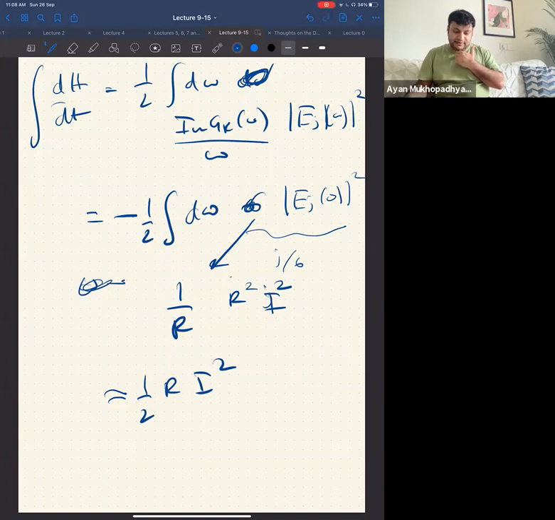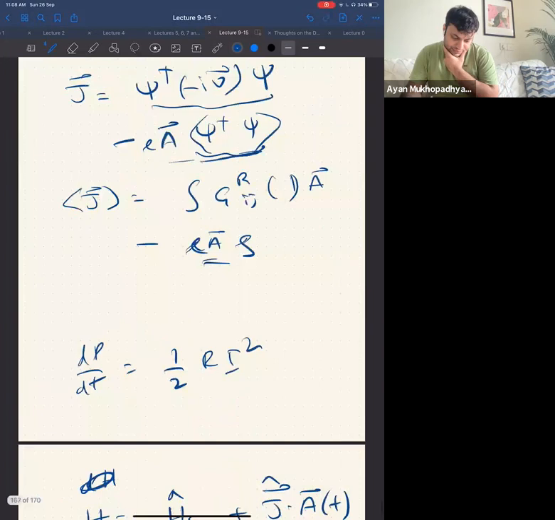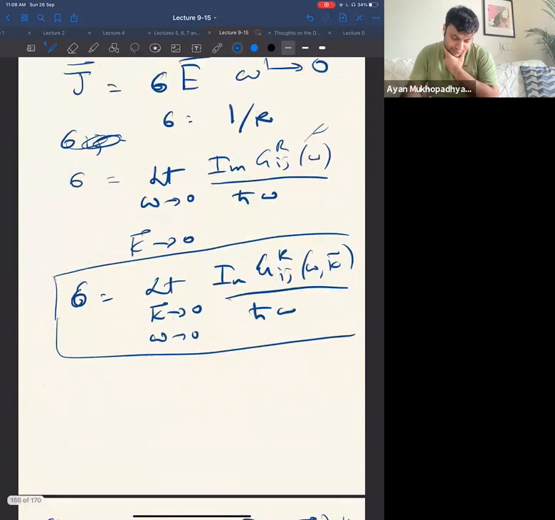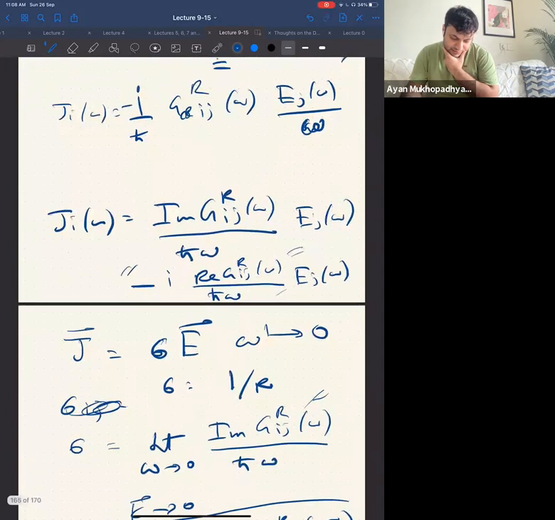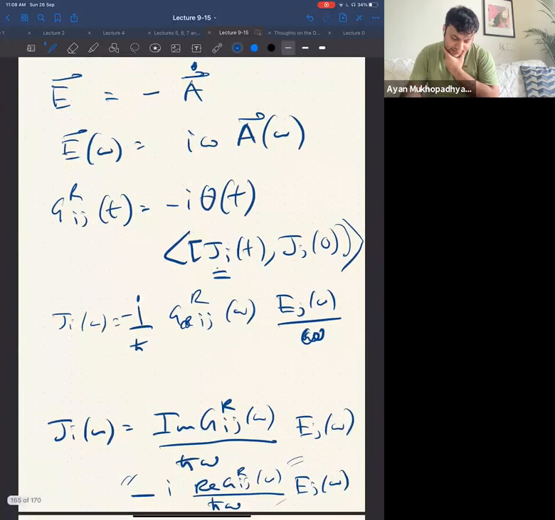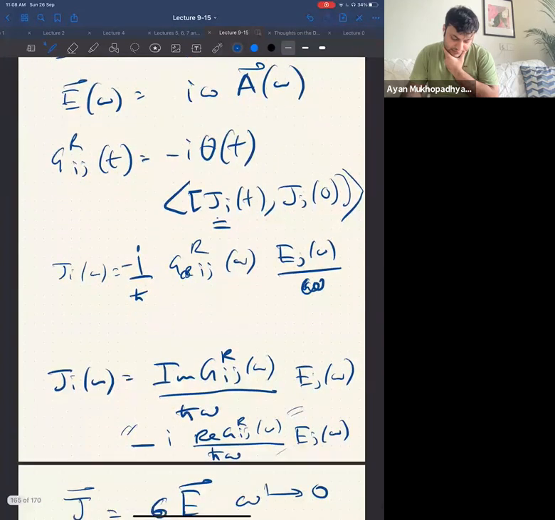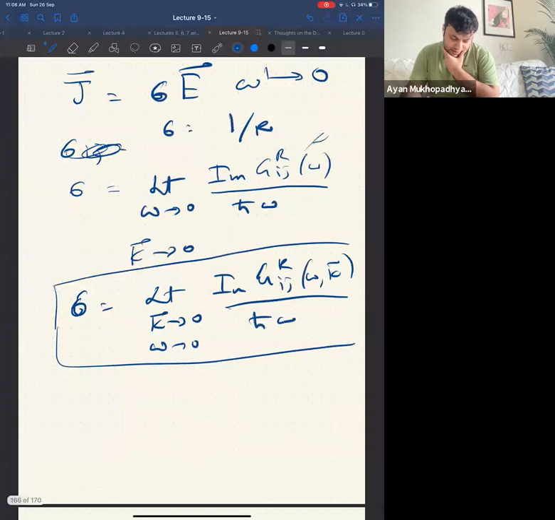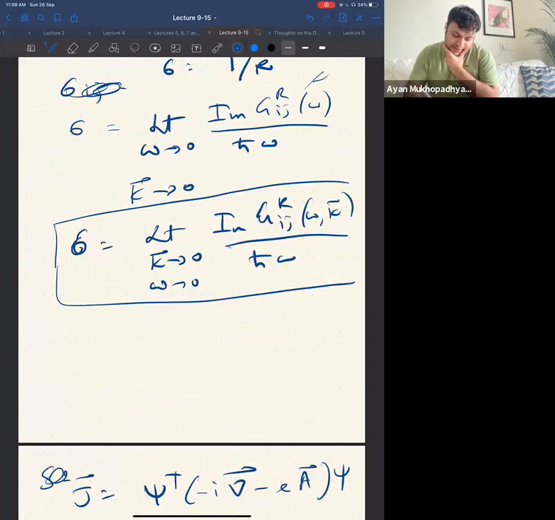So let me just be careful about signs. Let me take one second. I think I may have made a small error in some sign somewhere. Sorry. What I'm worried about is as follows: this sigma should be positive, but imaginary G^R by omega is negative. So I must have made a sign error somewhere.